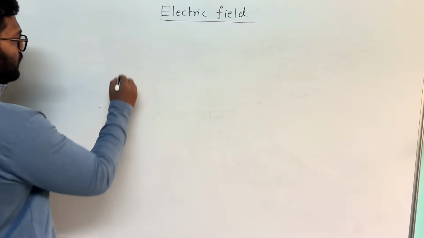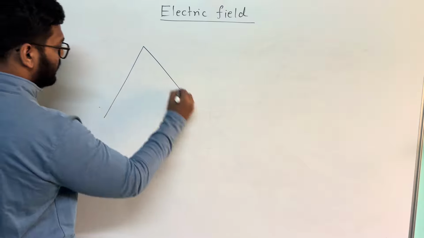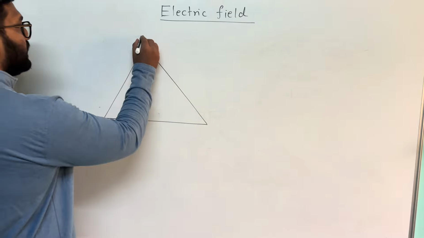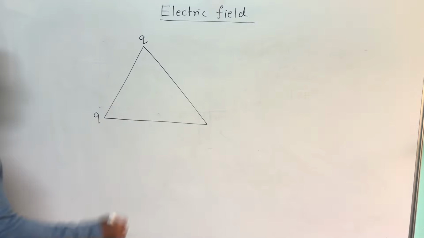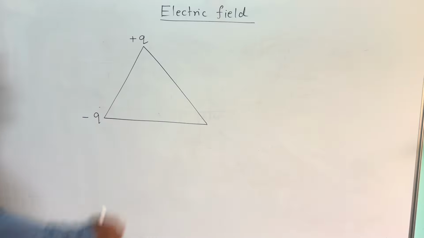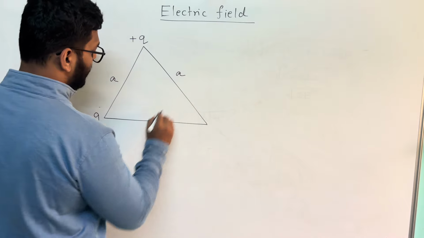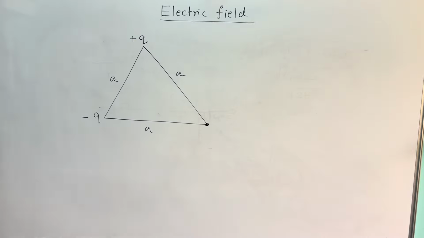Again, if I take, okay, let's take an equilateral triangle. I have an equilateral triangle and let's say at the vertices there are charges like this. Let's say one of the charges is minus. This is minus q, this is plus q, this is minus q, right? And the side length of this equilateral triangle is a, and I want to find out the electric field at this point, correct? Then how will we do that?